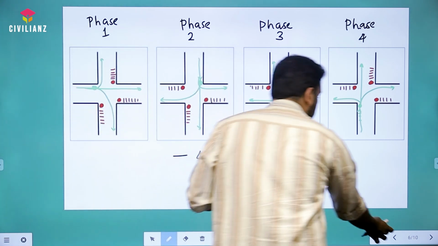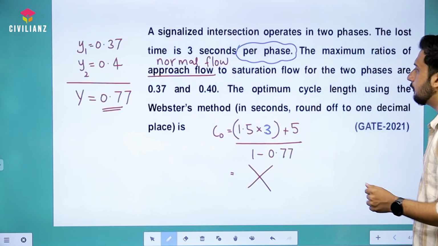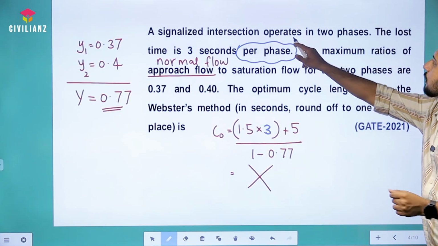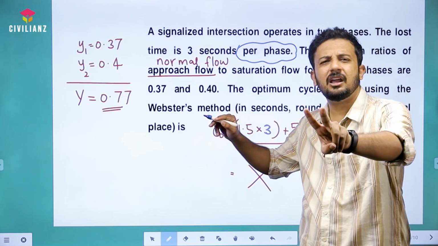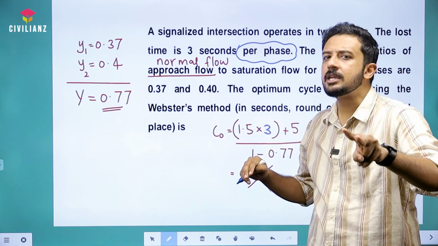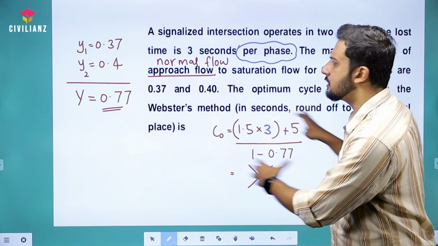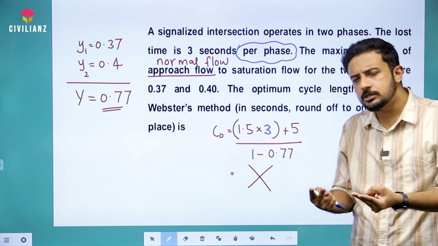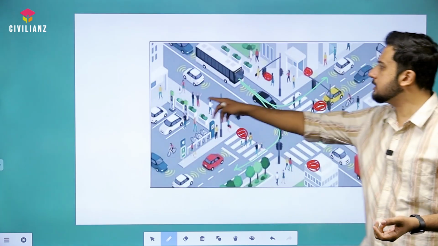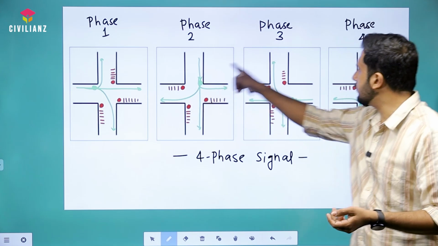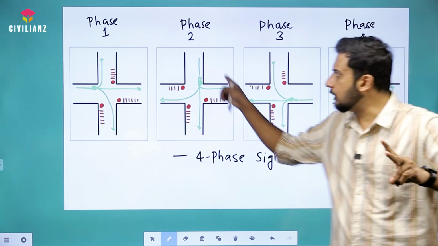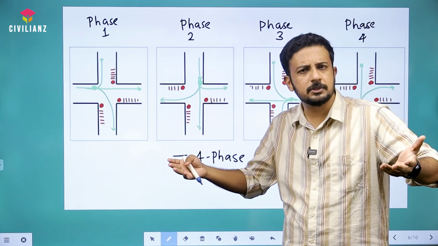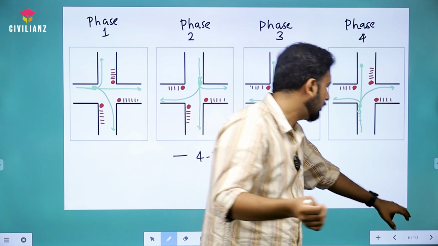Okay, but in our question, look at this question. Going back to the question, what they told is it operates in 2 phases. How is it possible? In 2 phases, is it possible to give chances to all the vehicles in just 2 stages? Which means the first stage and the third stage should then be the same. Then only it will be a 2-phase signal, right? Is it possible? What do you think?